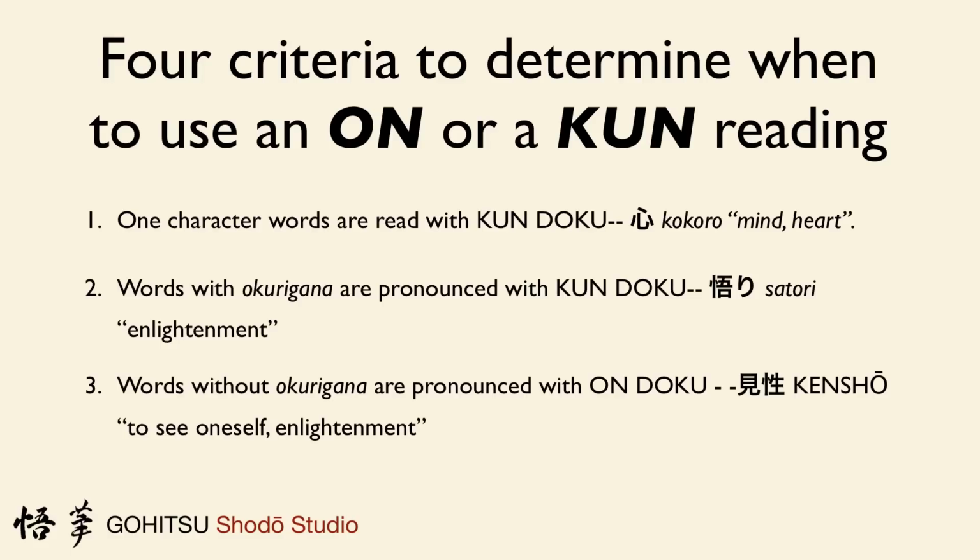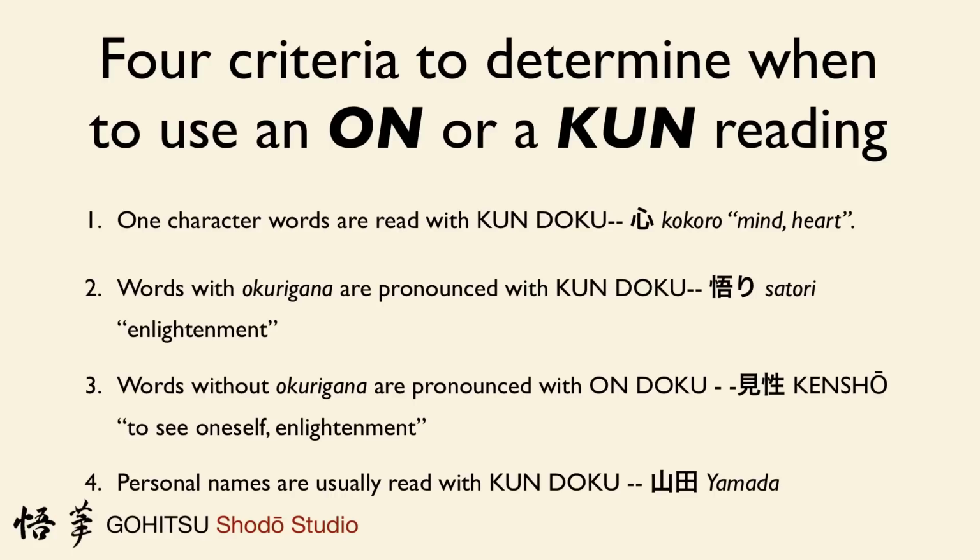So I'm giving you 2 words that mean the same, so you can see that they are different words to mean the same thing. And number 4, personal names are usually read with kundoku. This is a very common Japanese last name, which is Yamada. The first one is Yama, which is mountain, and the second one is Da, which means rice field. Both kanji are using their kundoku to make up the name Yamada, even though there's no okurigana involved. If you pay attention, there's no okurigana involved in this, but it's a name. And personal names use the Japanese-derived reading, which would be the kundoku.